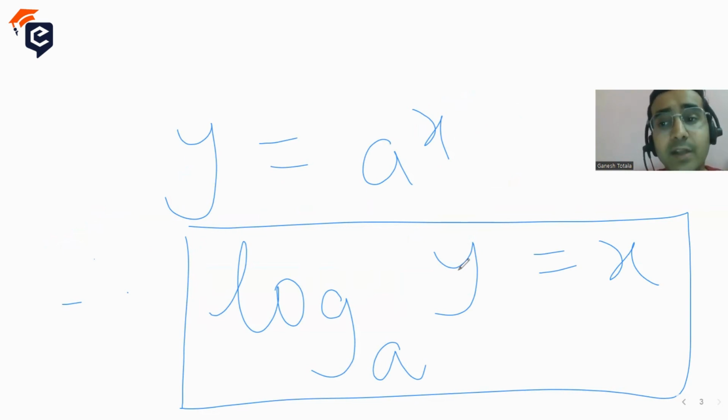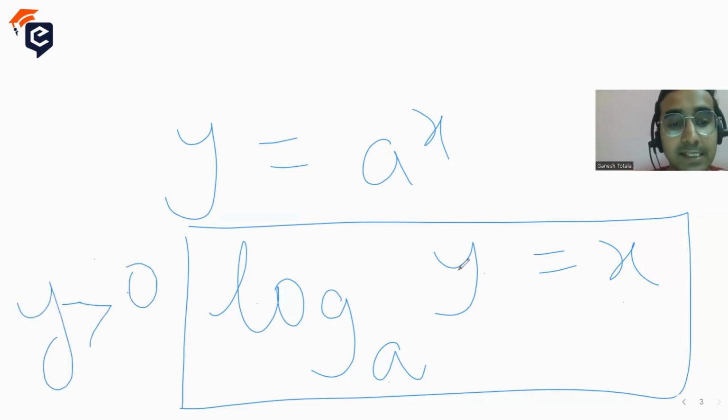And how do we read it? We read it like this: logarithm of y to the base a is equal to x. I hope the definition is clear. Now, when I say that log of y to the base a is equal to x, I have to put a condition that the value of y should always be greater than 0, because logs are not defined for negative numbers. So this is logarithms.